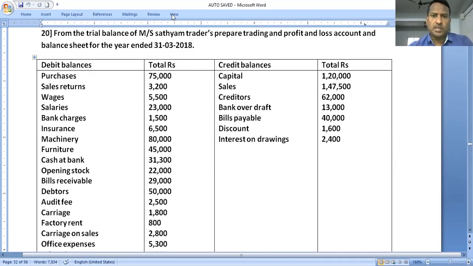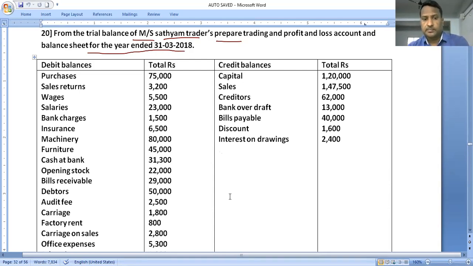So what is the problem here? Let's see. From the trial balance of Messrs. Satyam Traders, prepare trading and profit and loss account and balance sheet for the year ended 31st March 2018. So the trial balance is given. From this trial balance, we have to identify the contents of the trading account, profit and loss account, and the balance sheet. So let's find out the contents of these three statements.